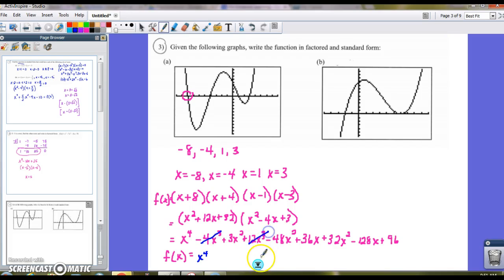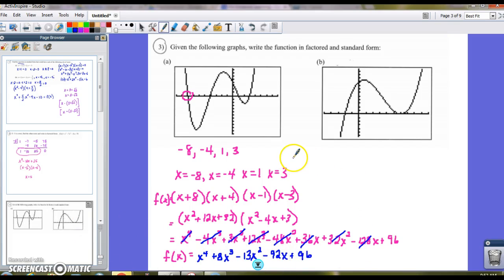Okay, and then when we combine our like terms, we have x to the 4th, then -4x cubed and 12x cubed would give me 8x cubed. 3x squared minus 48x squared plus 32x squared is -13x squared. I think that's right. Okay, and 36x and -128x would give me -92x, and plus 96. So I think I got everything in there. Hopefully I didn't make a little careless math mistake in there, but that's how you would go about doing that.